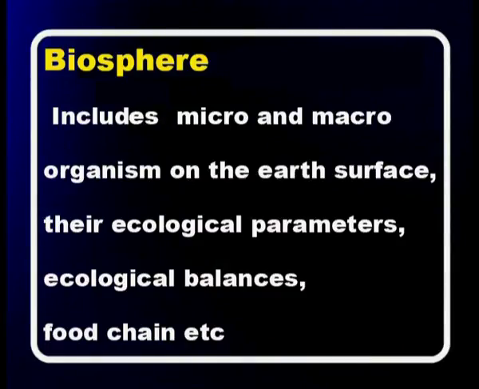Biosphere includes micro and macro organisms on the earth's surface, their ecological parameters, ecological balances, food chain, etc. It is a zone on the earth's surface which consists of various organisms. It occupies the lower part of the atmosphere, the upper part of the lithosphere and the lower part of the hydrosphere.